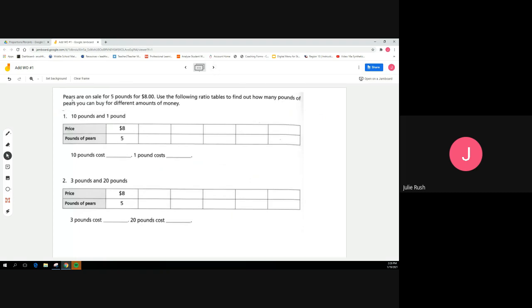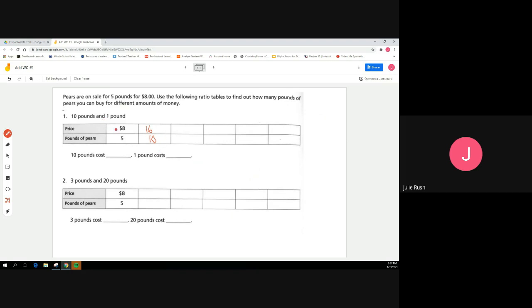So our first question is, pears are on sale for 5 pounds for $8. Use the following ratio tables to find out how many pounds of pears you can buy for different amounts of money. So here's our price and our pounds, $8 for 5 pounds. And they want to know what 10 pounds is. Well, I can get to 10 very quickly from 5, so I multiply by 2. So 10 pounds costs me $16.